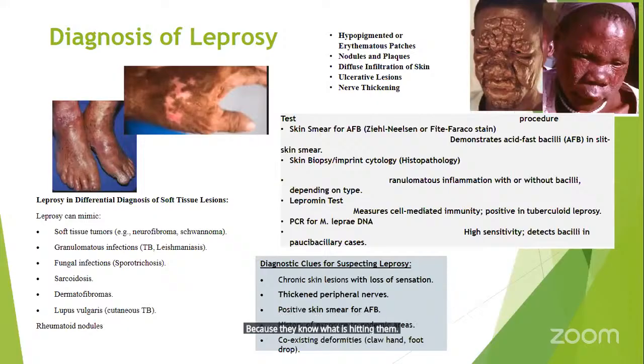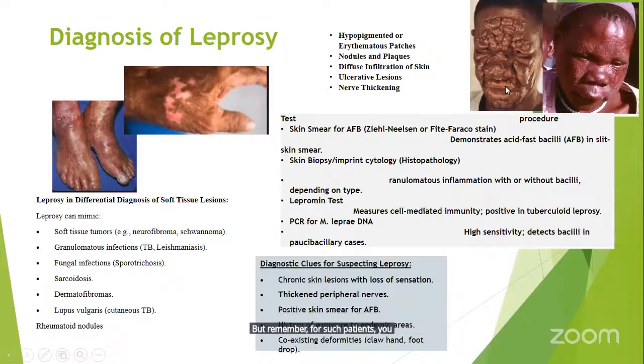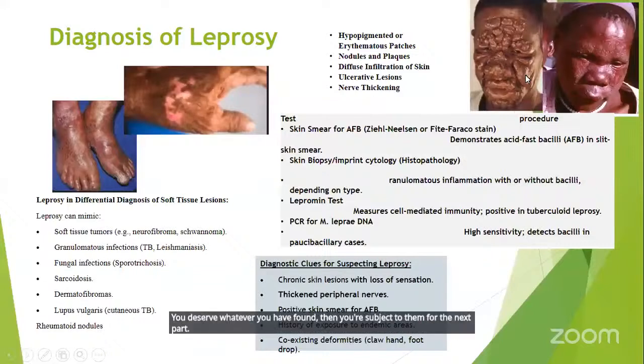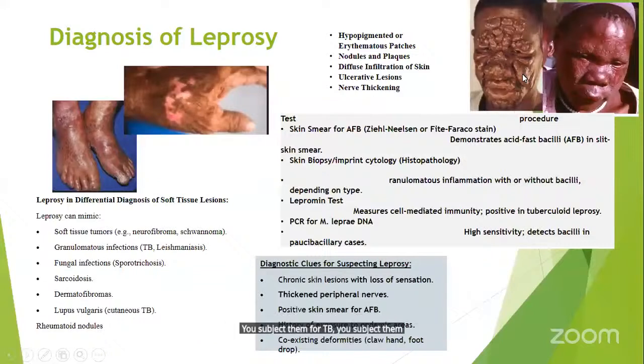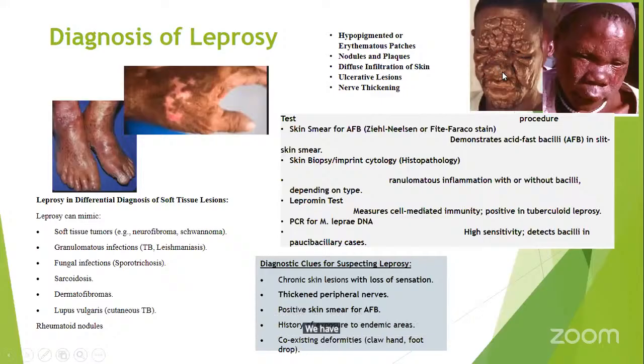There are several characteristics for this one, but remember for such patients, you do a beautiful skin scrub, you dissolve whatever you have found, then you subject them for GeneXpert, you subject them for TB, you subject them for fungi, you'll find them. And sometimes cancer of the skin can appear like this. We have lymphomas and leukemias, like leukemia cutis, where you find such patients. So for differential diagnosis, you have to do a hemogram, you have to do a skin smear, and you'll find that you have a problem.